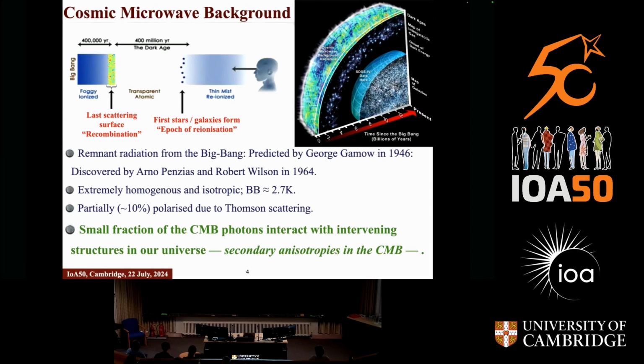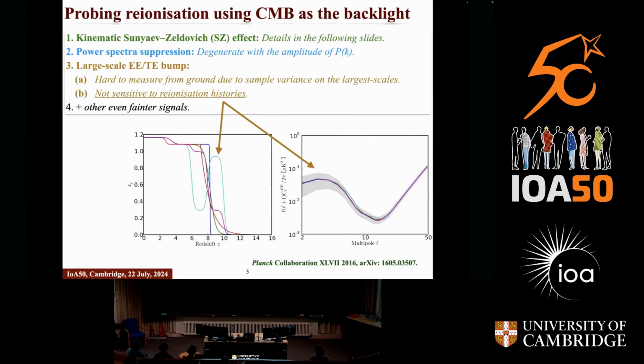So what happens is that CMB photons are free streaming towards us from the surface of last scattering, and they actually interact with everything that we know in the universe. They interact with galaxies, structures, and everything else. This interaction leads to secondary anisotropies in the CMB, which is an excellent probe of reionization, structure formation, and several other things. So how do we actually probe reionization using the CMB as a backlight? There are multiple ways. The first here is the kinematic SZ, which is the main theme of my talk. I'll discuss more about that in the next few slides.